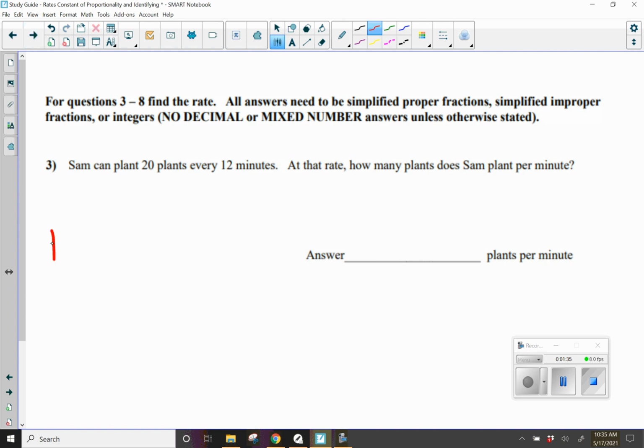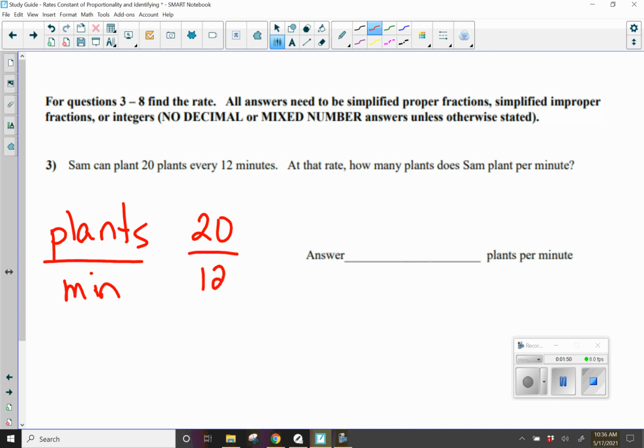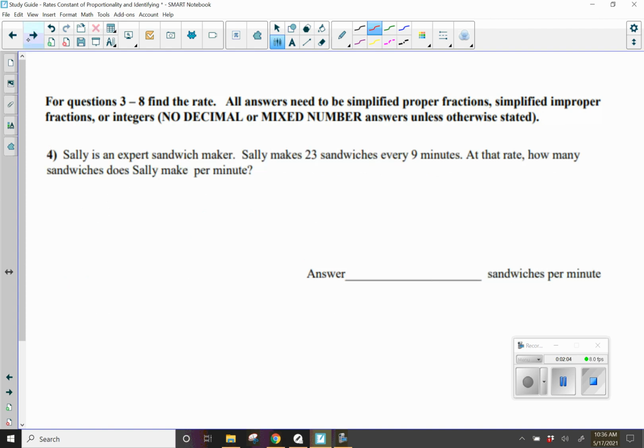Well, we're looking for plants per minute. So make sure you're writing your keywords down. That's going to help guide you with where to put which number. Okay, so we have 20 plants in 12 minutes, and then we can of course simplify this. These are both divisible by 4, which means that our final answer, 20 divided by 4 is 5, and 12 divided by 4 is 3. So it's 5/3 plants per minute.